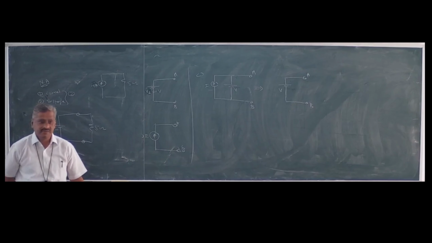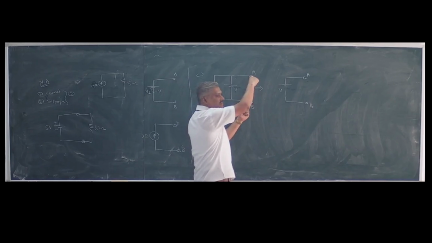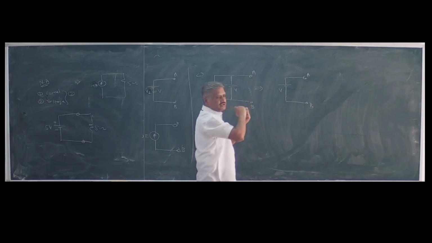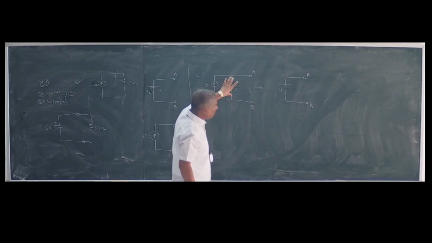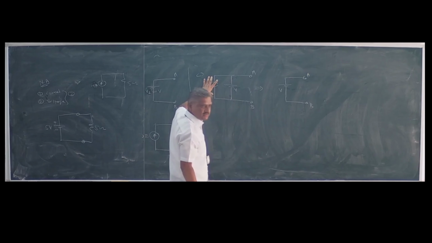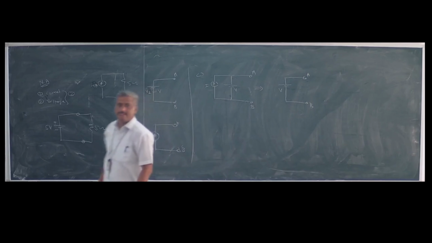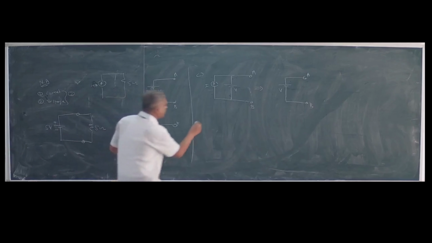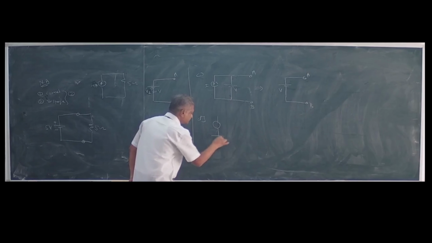Is it right? Now come to this figure. When we are looking at this terminal, we are interested in the voltage. We don't know the voltage across this source, but whatever voltage this voltage source has, the same voltage will appear across this. That's why its equivalent will be something like this. Is it right?